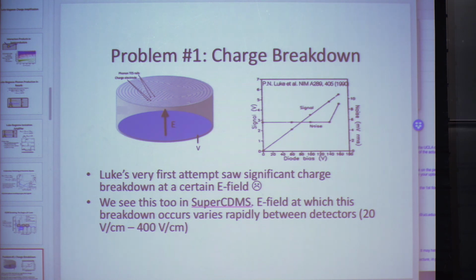If you want to use a device with this kind of amplification scheme, you may have exactly the same problem that LZ has. You're going to have these low energy leakage events. And you won't be able to be sensitive to electron recoil dark matter. So this is a fundamental problem. We've actually seen this in SuperCDMS as well, sometimes at very low E fields.